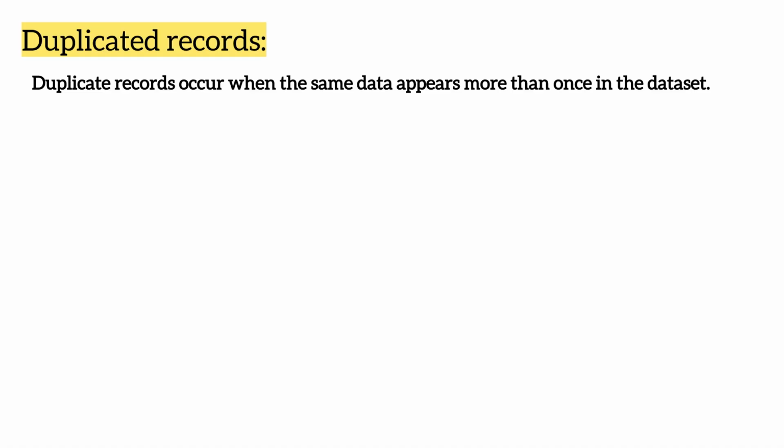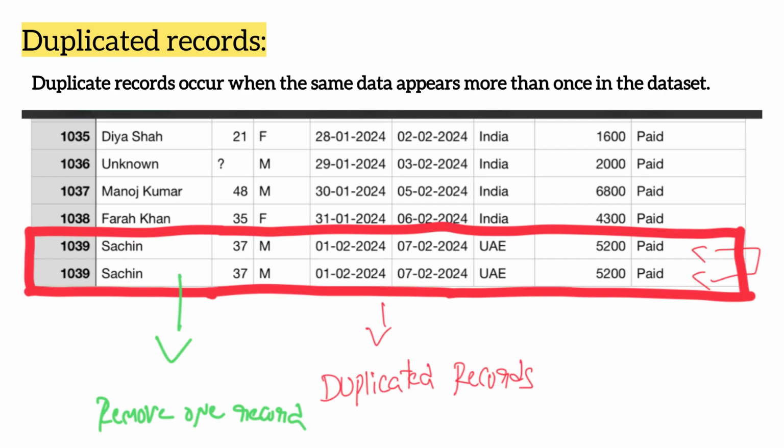What are duplicate records? Duplicate records occur when the same data appears more than once in the dataset. Example: the same customer ID or transaction recorded twice. Action: identify duplicate rows and remove the extra records, keeping only one correct entry.